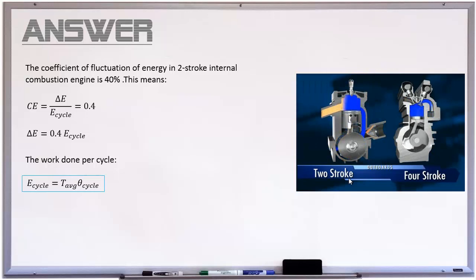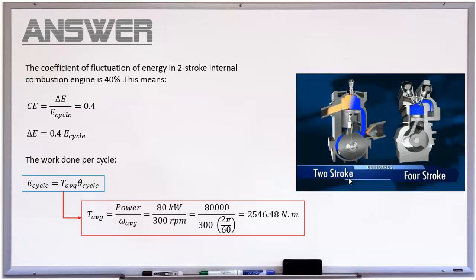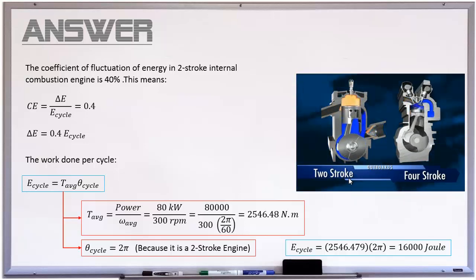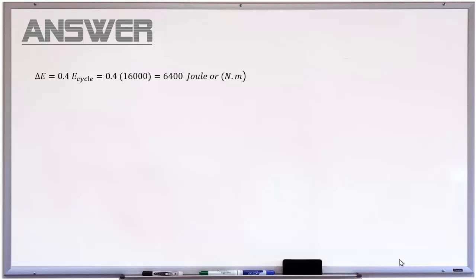Now the work done per cycle is the average torque multiplied by theta per cycle, the crank angle per cycle, and the average torque is calculated by this relation, the power over the average omega, and we already have these two values as given in the problem, so we can get the average torque. And for the two-stroke engine, the theta per cycle equals 2 pi, so now we can calculate the E per cycle, the work done per cycle, and therefore we can calculate delta E, the maximum fluctuation of energy.